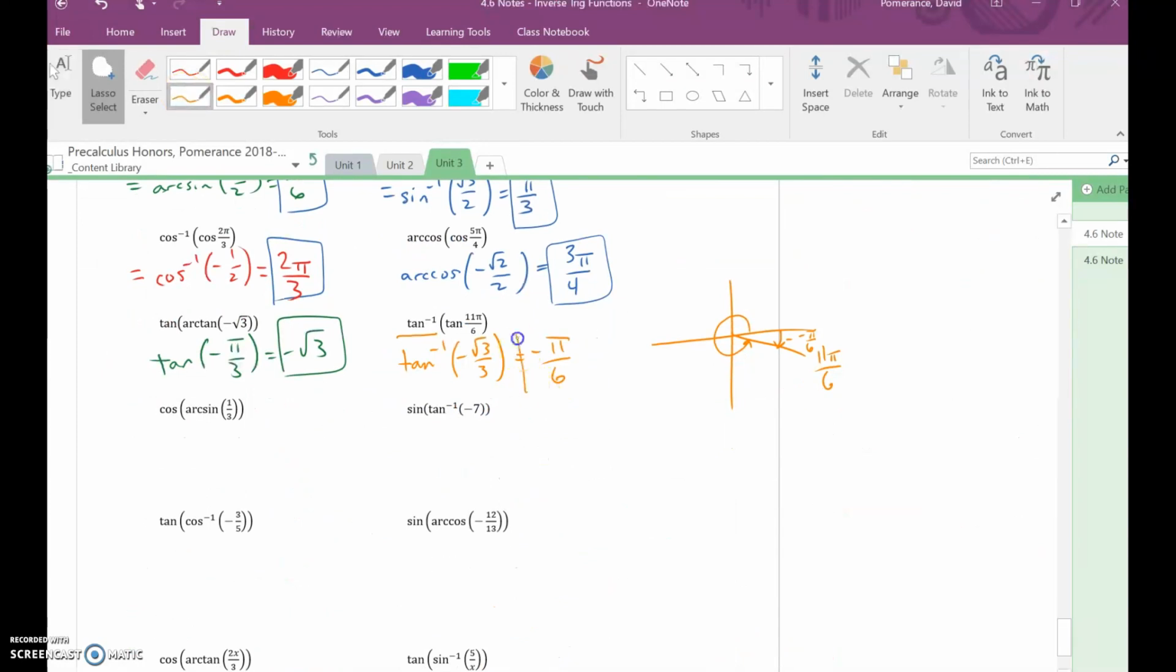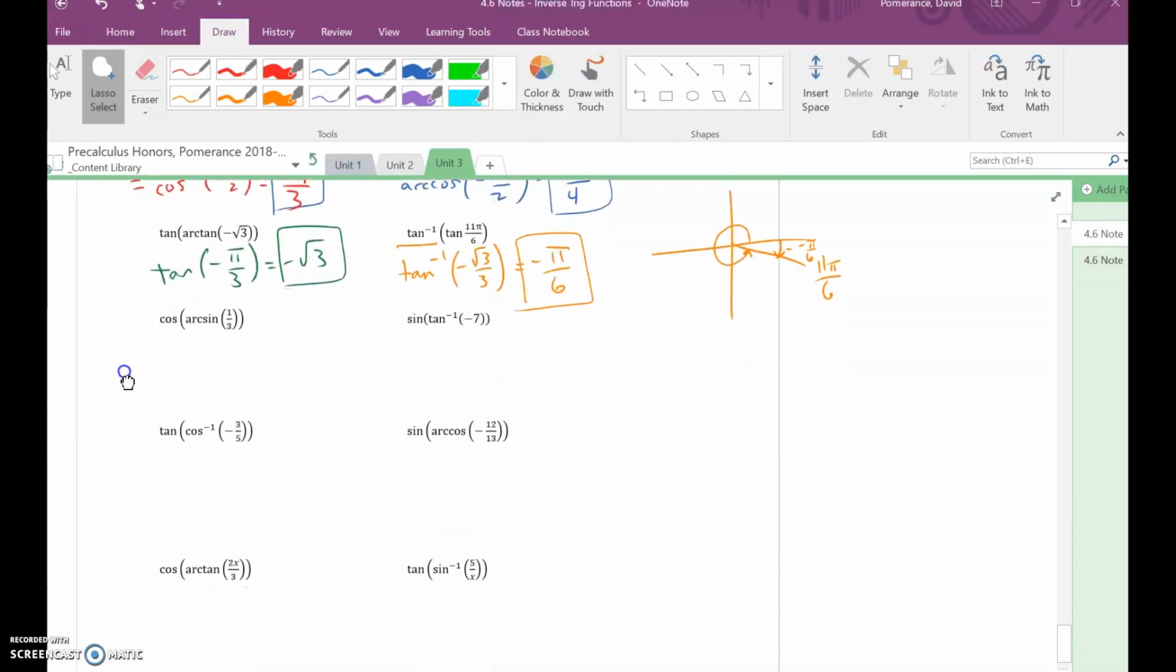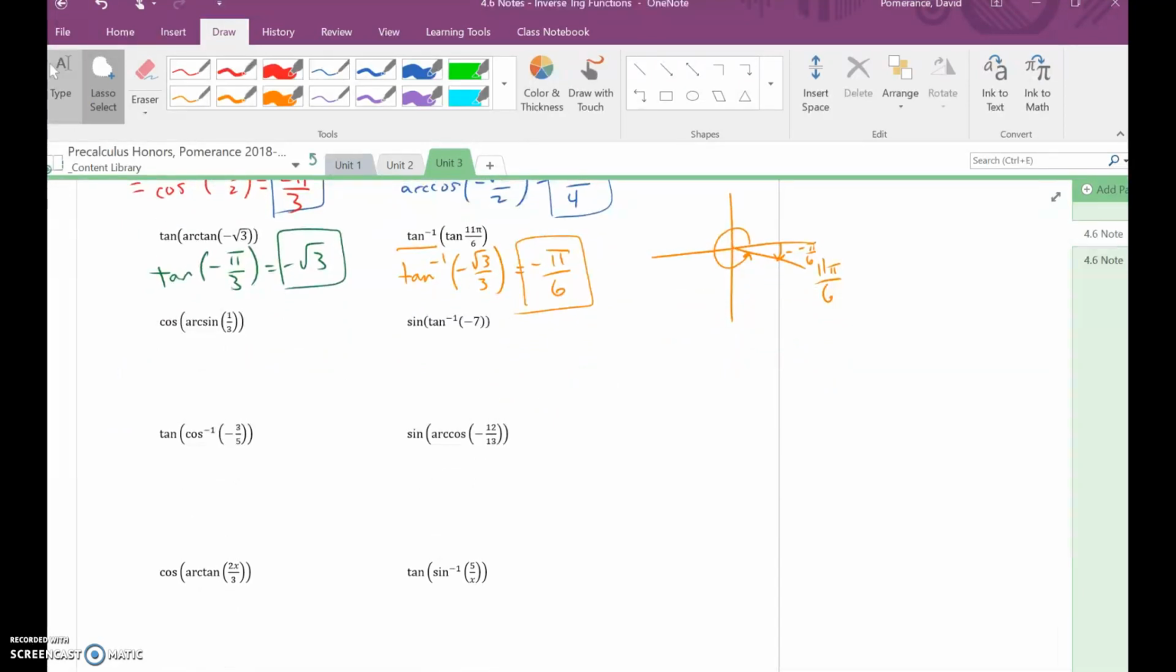We are almost done. We've got now some compositions that don't match up. The cosine of the arc sine, and remember that this is the arc sine of 1/3 is an angle. Okay, what do we know about that angle? Well, not a whole lot. But we do know that the sine of that angle happens to be 1/3. That's what arc sine means.